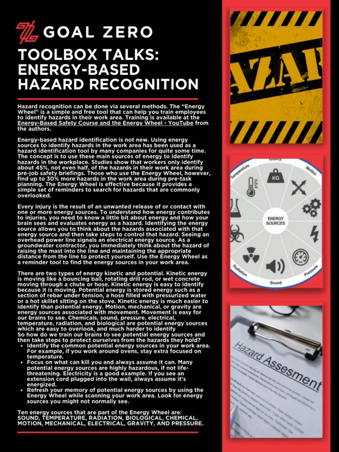Use the Energy Wheel as a reminder tool to find the energy sources in your work area. There are two types of energy: kinetic and potential. Kinetic energy is moving, like a bouncing ball, rotating drill rod, or wet concrete moving through a chute or hose. Kinetic energy is easy to identify because it is moving. Potential energy is stored energy, such as a section of rebar under tension, a hose filled with pressurized water, or a hot skillet sitting on the stove. Kinetic energy is much easier to identify than potential energy.